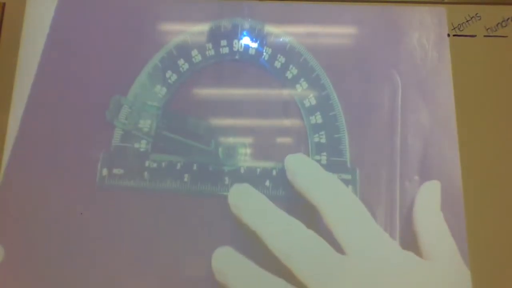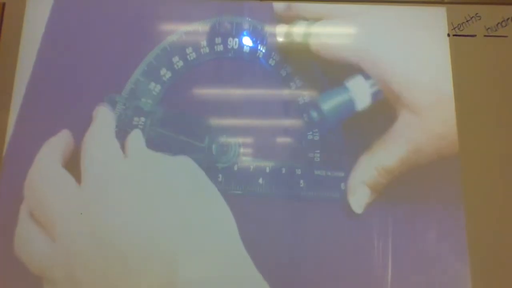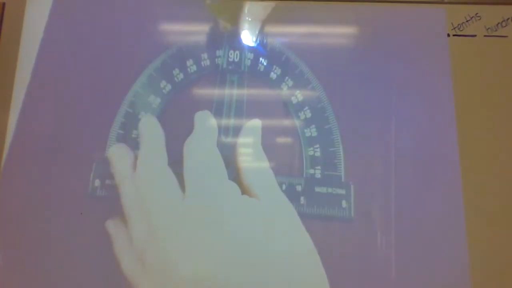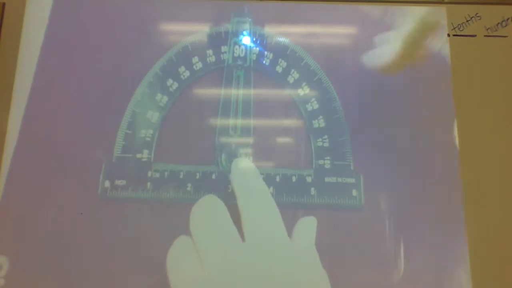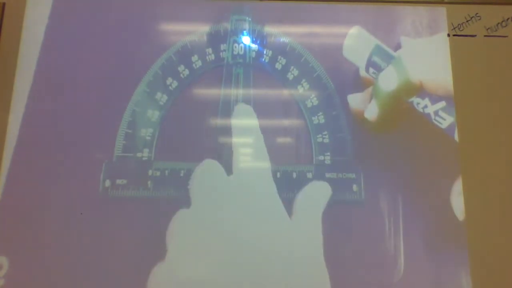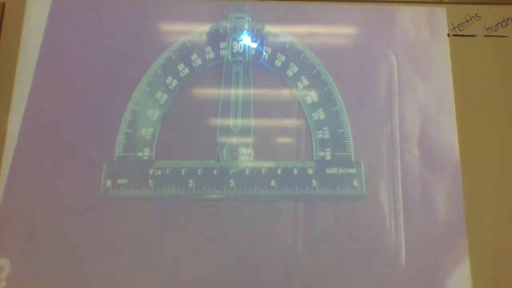Does that help because they're white? Yeah, there we go. Okay, so if it's a straight angle, straight up, on this protractor, you have to actually put the line in here. On this one though, you put the line next to it.